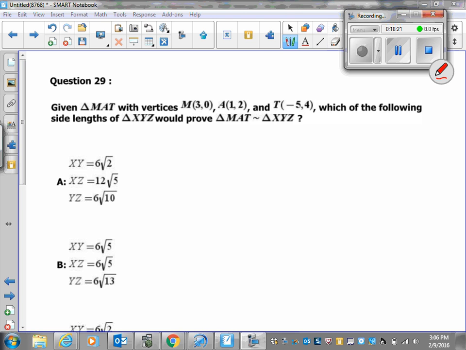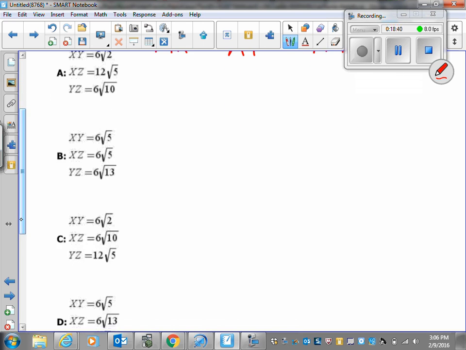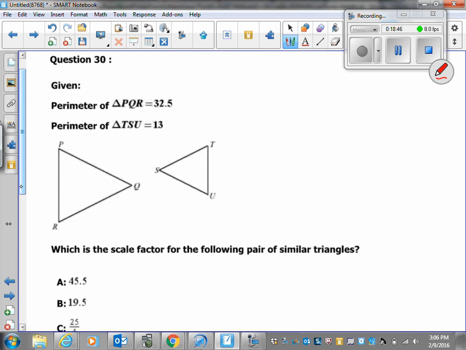All right, so the last one, I'm trying to get it below 20 minutes. The perimeter of PQR, the bigger one, is 32.5. The smaller one, TSU, is 13. Which is the scale factor for the following pair of similar triangles? Since they gave you the perimeter, you can just take 32.5 divided by 13 and find the scale factor.